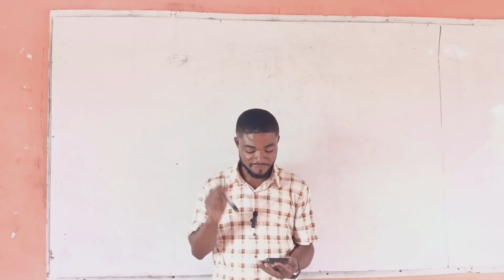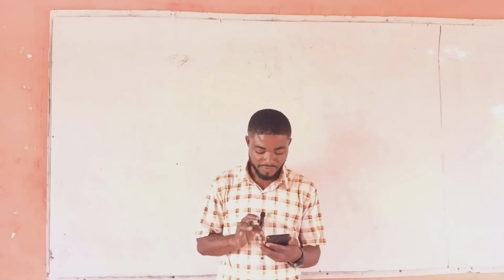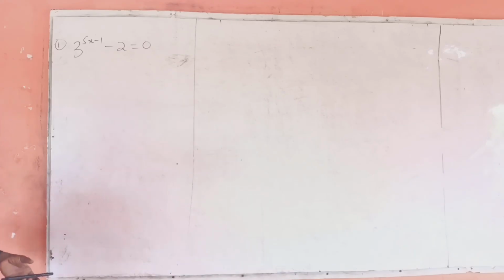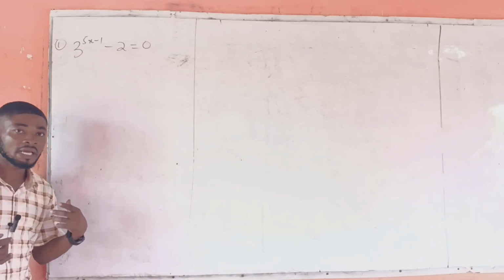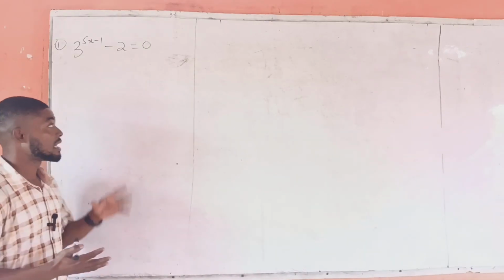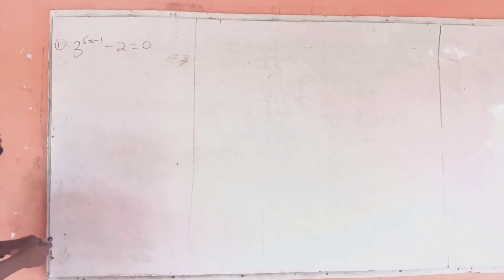And so, quickly from your screen, you can see question 7 given as: solve 3 exponent 5x minus 1, minus 2, is equal to 0. So we have this question on the board. This is a simple question, but if you don't have the prerequisite knowledge about it, you will be fumbling. And so we just pay close attention and go through.